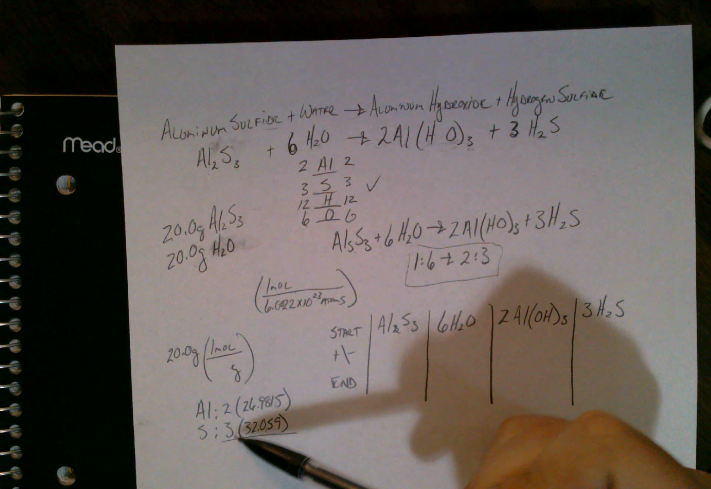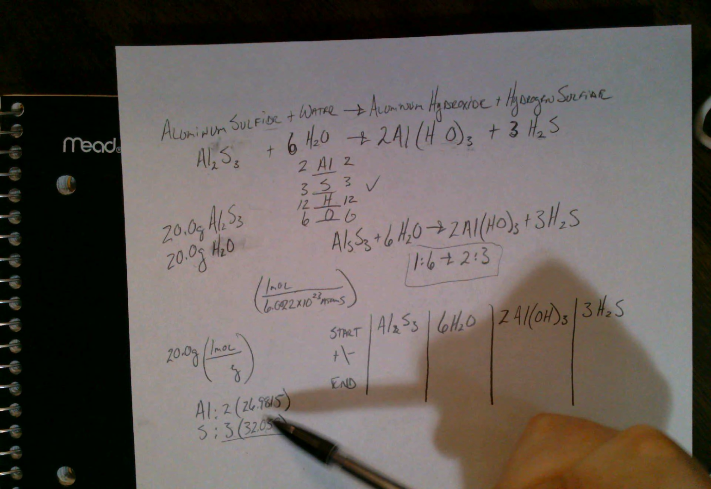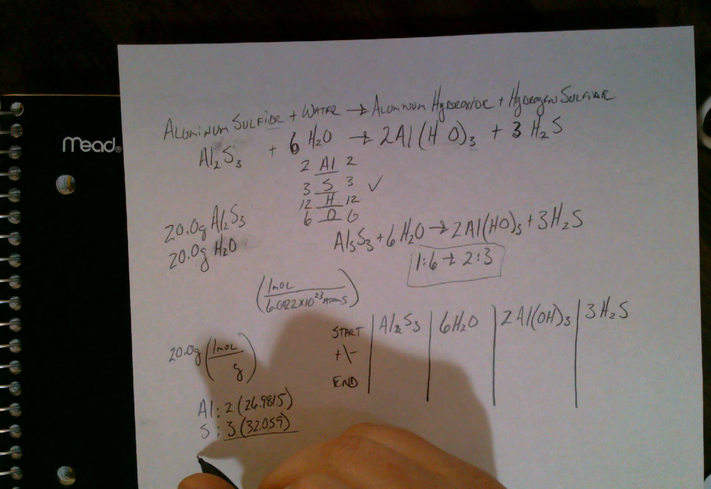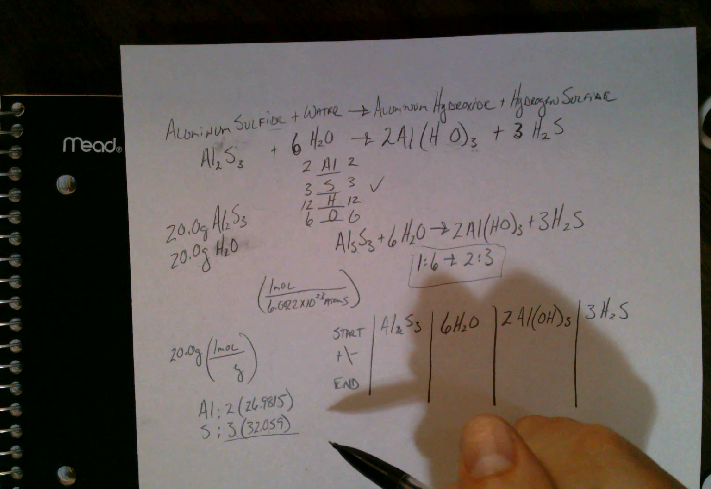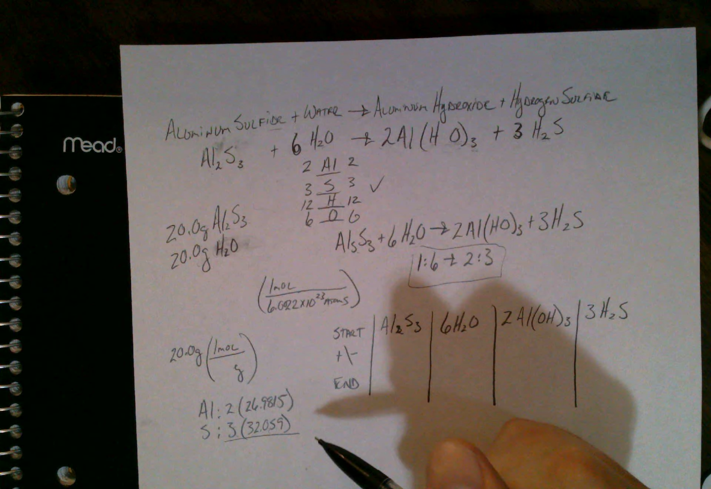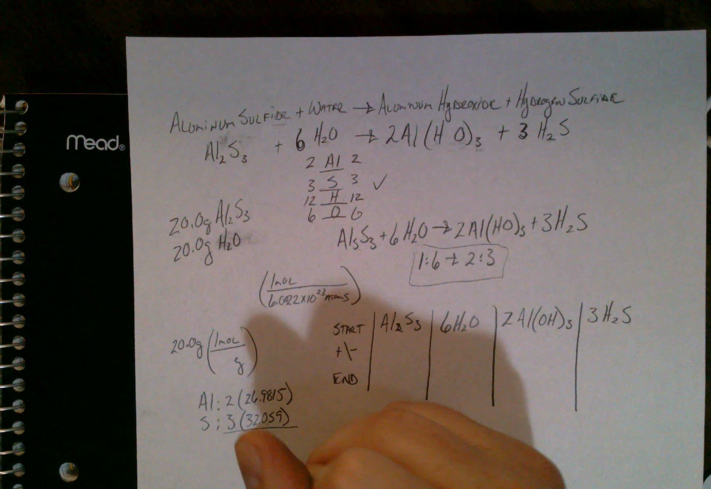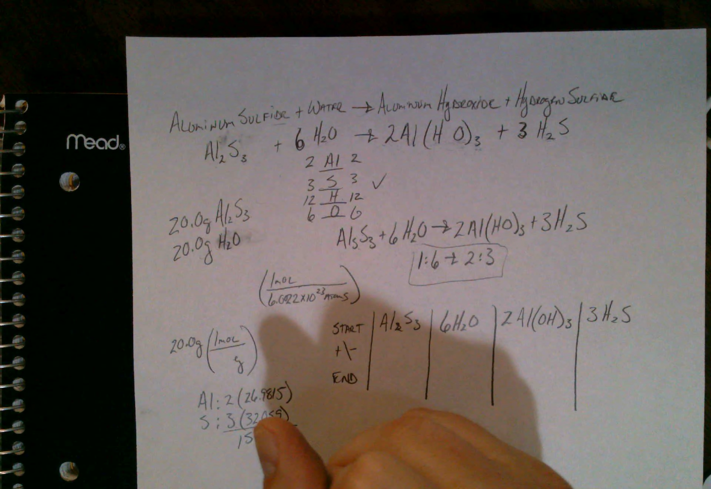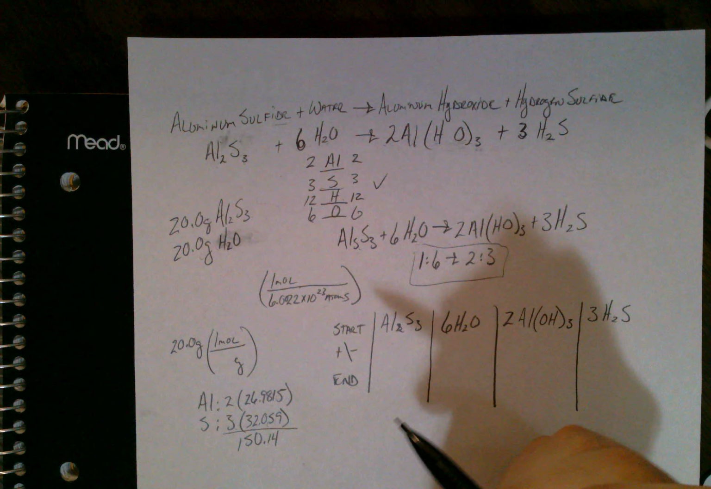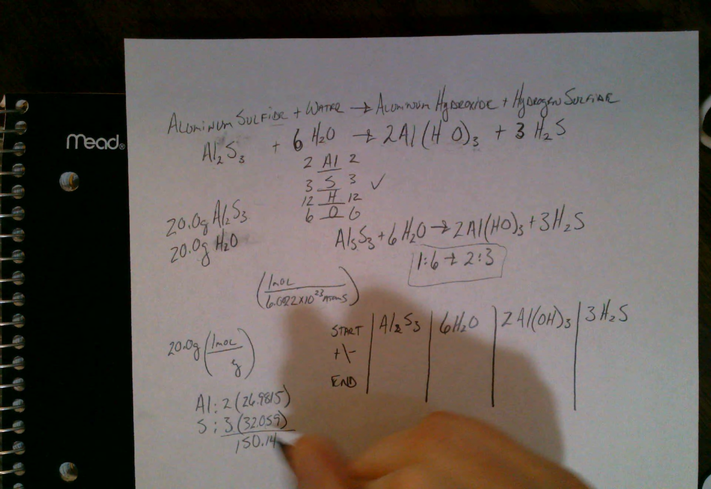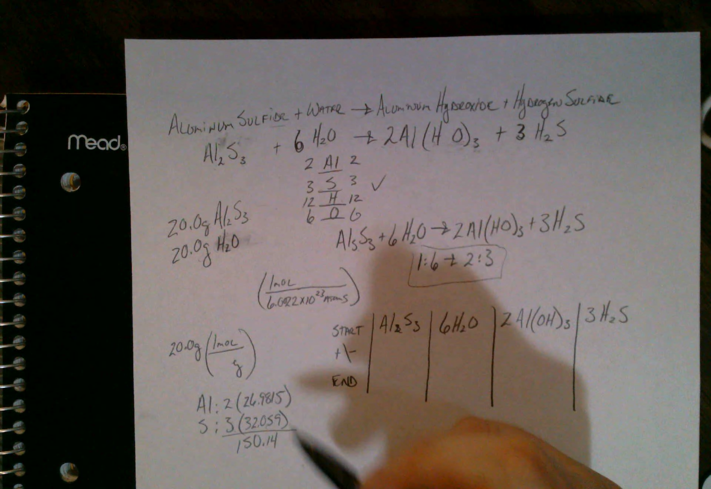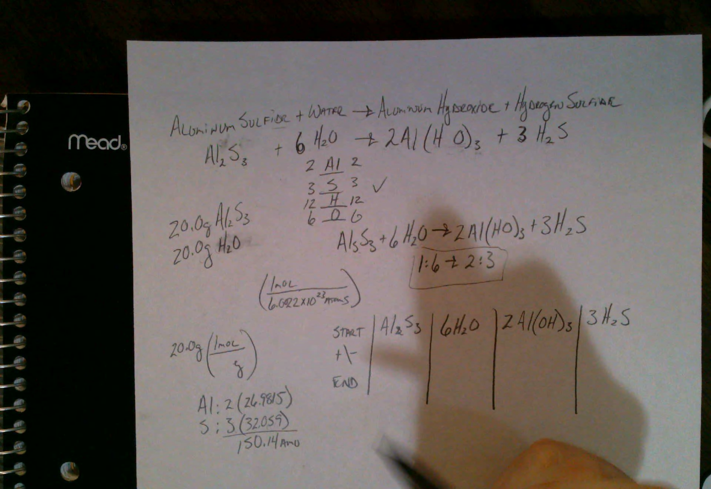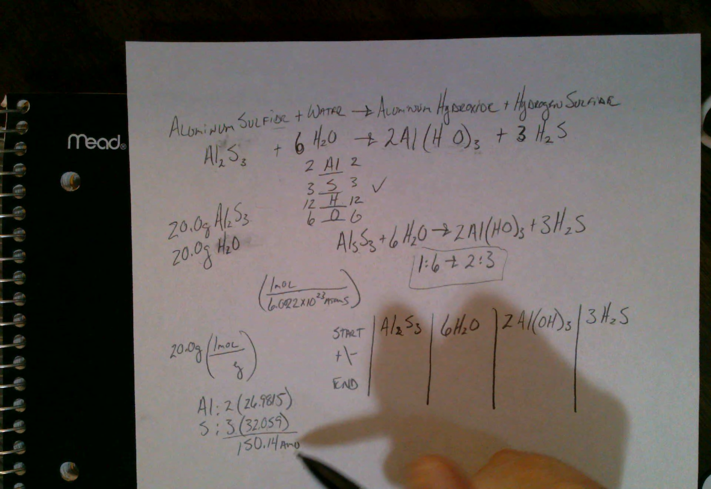So this is not a complicated thing that we're doing here, but we need to know what the entire atomic mass is of that molecule. So whenever you add these together, you come up with very close to 150.14 is the total atomic mass. Now, the important thing about that is that that's an AMU. That's atomic mass units.